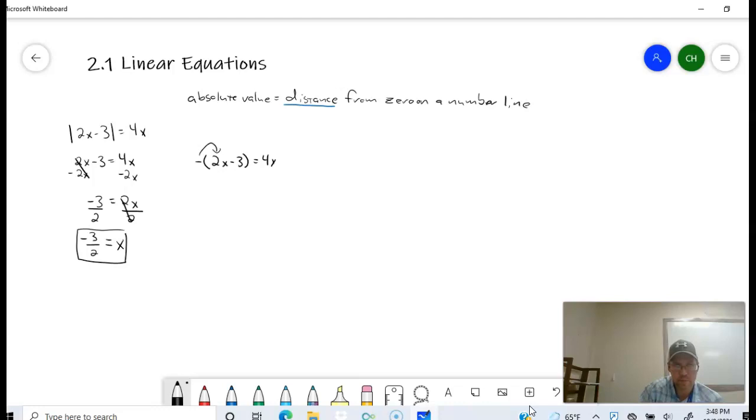Now I need to push this minus through. I'm going to have to do that every single time. Negative 2x plus 3 equals 4x.